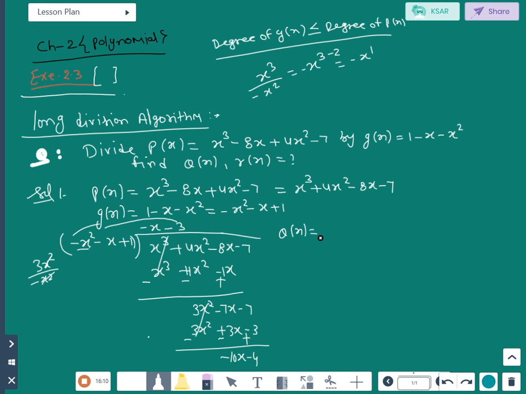So what is the q of x, students? Quotient is minus x minus 3, or we can write down minus bracket x plus 3. And what is the remainder? Minus 10x minus 4, which is equals to minus (10x plus 4). Understand students? Students having any problem? No?